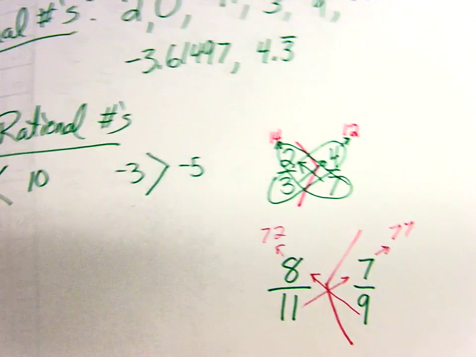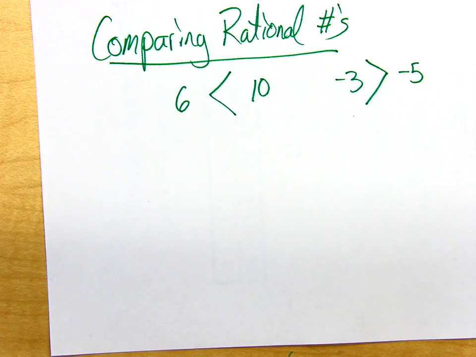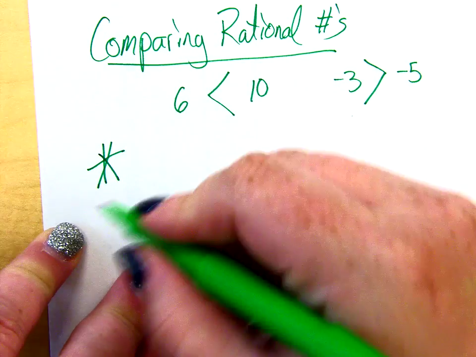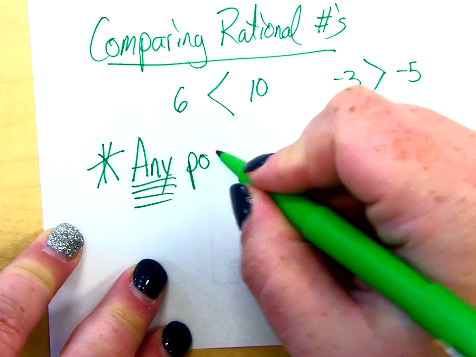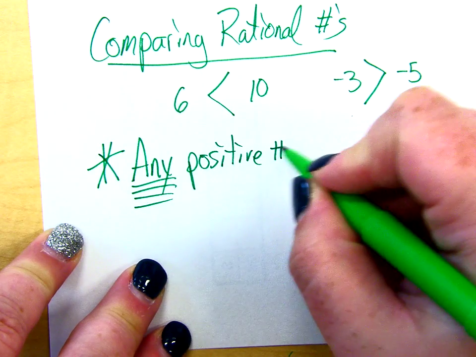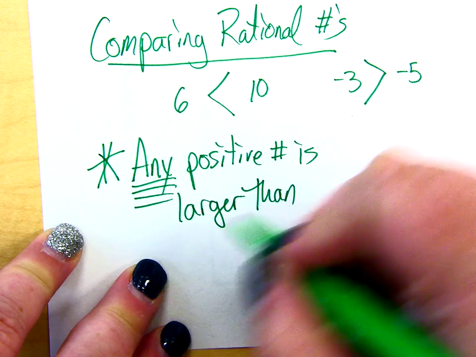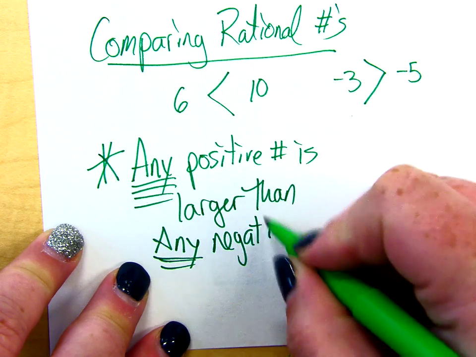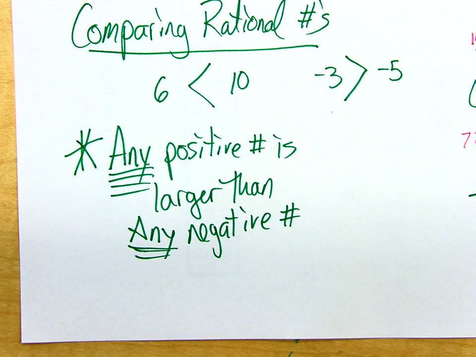I mentioned that I was going to tell you some fun little fact, and I never did. You already know it, but sometimes kids forget this. I want you to put a star on your paper and remind yourself that any positive number is larger than any negative number. You don't even have to do any math. If I'm asking you to compare two numbers and one's a negative, it's automatically the smaller one.